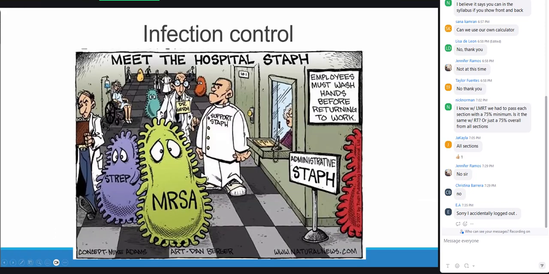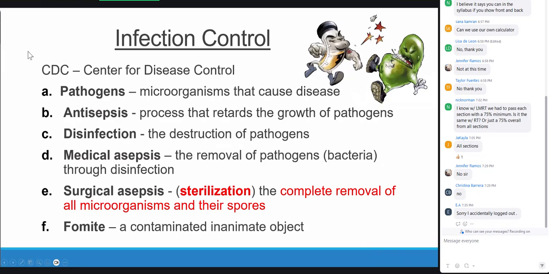Moving into infection control. These are our infection control terms. It's our glossary, if you will. So CDC, Centers for Disease Control. Pathogens are microorganisms that cause disease. Antisepsis is the process that retards the growth of pathogens.